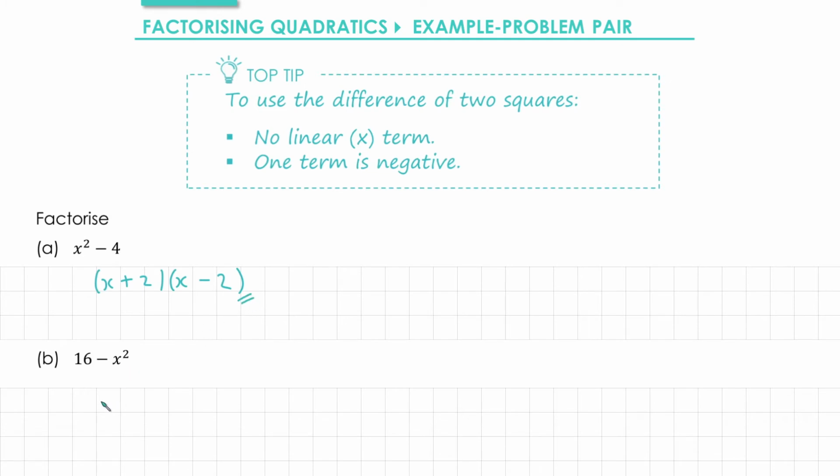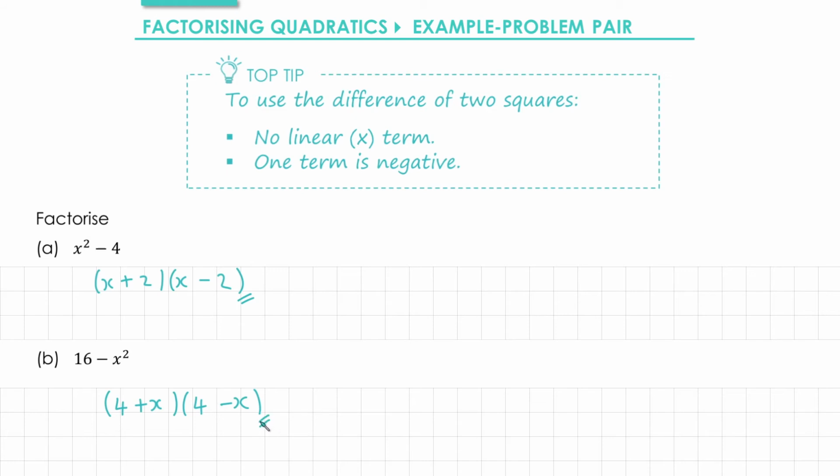Let's try the one underneath. We'll have some brackets. If we want to get the 16, we need 4 and 4. And then we want a negative x squared, so we'll have plus x, which we could then multiply by negative x. So 4 times 4 gives us 16. X times minus x gives us minus x squared, and then the other two terms will cancel. X times 4 is 4x, 4 times minus x is minus 4x, and we get what we want.